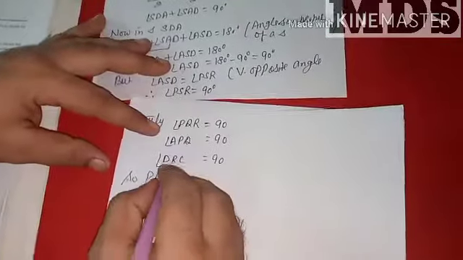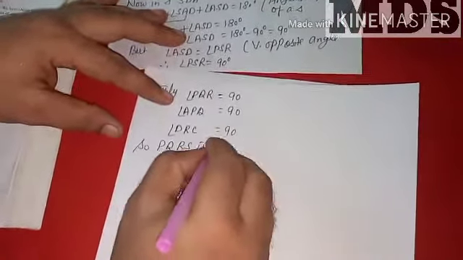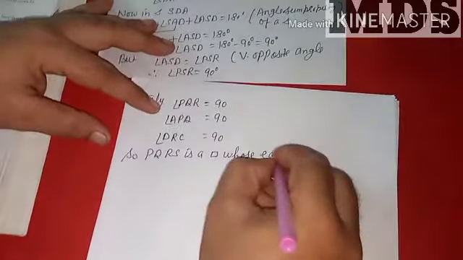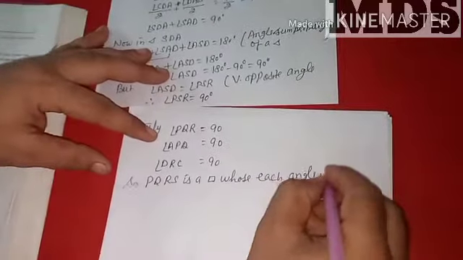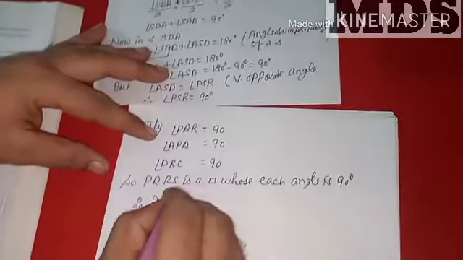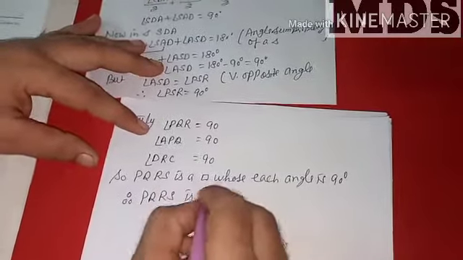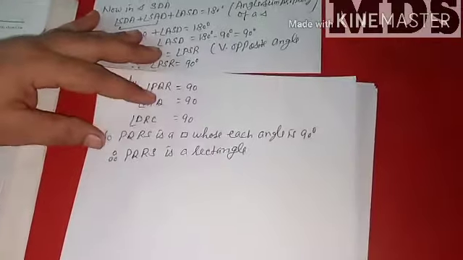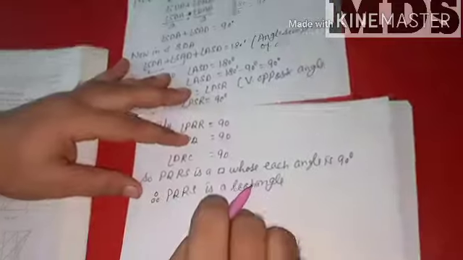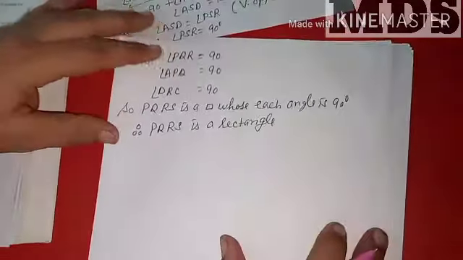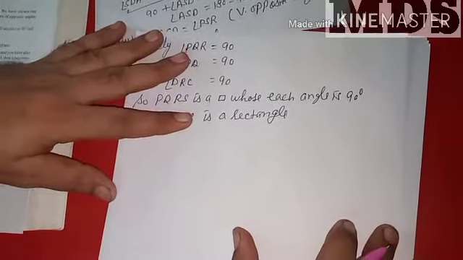So PQRS is a quadrilateral whose each angle is 90 degrees. Therefore PQRS is a rectangle. How can it be a rectangle? Either it is a square or a rectangle. All squares are also rectangles, so it is a rectangle. Understood or not?